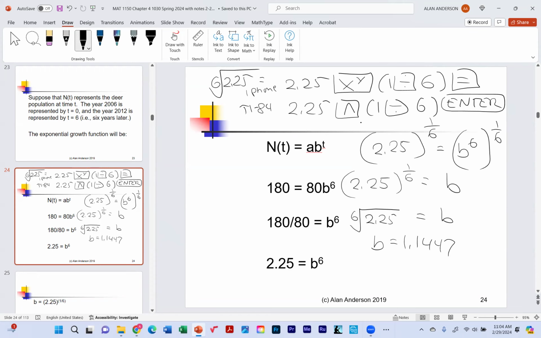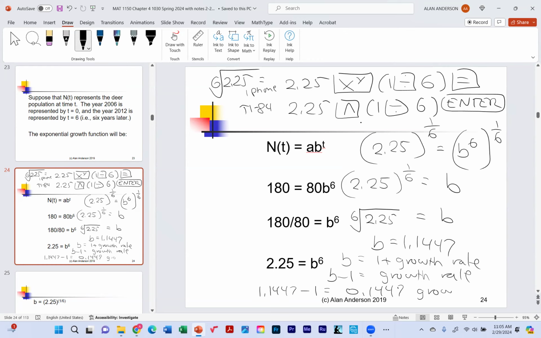Okay, now here's the important thing to remember. B is 1 plus the growth rate. Which means that B minus 1 is the growth rate. And therefore 1.1447 minus 1, that's our growth rate. Which is about 14.47% per year. Okay, so that's how we're able to determine the fact that the deer population is growing at a rate of about 14.47% per year.